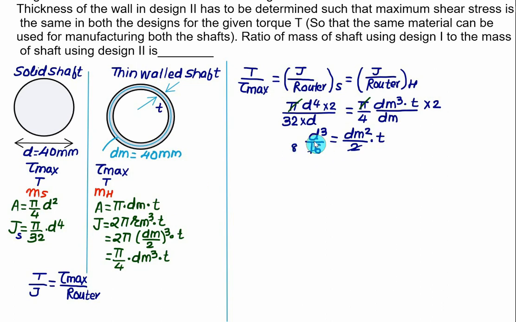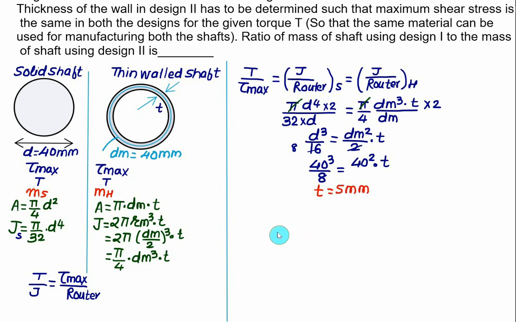Okay, let's substitute at this point. We have d is equal to 40, so we have 40 cube divided by 8, and dm is also equal to 40, so we have 40 square multiplied by t. 40 square is cancelled, 40 by 8 is 5. So t will be equal to 5. In this case, we get a t value equal to 5 mm.